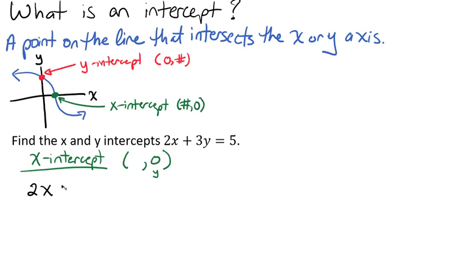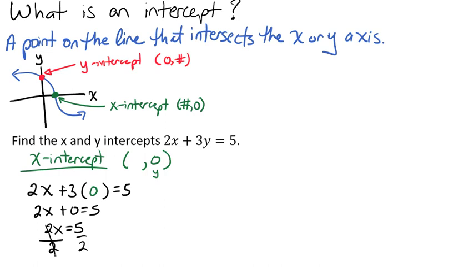So we'll take our equation, 2x plus 3, now this is where we're going to plug in our 0 into the y spot, equals 5. And then from here, we're going to solve for x. So we have 2x plus 0 equals 5, or 2x equals 5. Then we'll divide both sides by 2. And that's going to give us a value of x equals 5 halves. So that 5 halves is what we're going to put up here into our intercept. And that is going to give us our x-intercept.